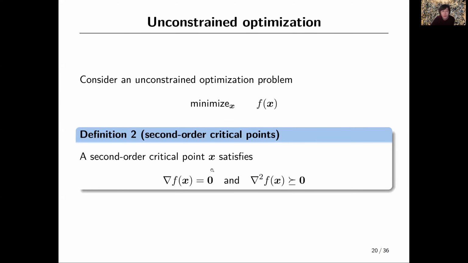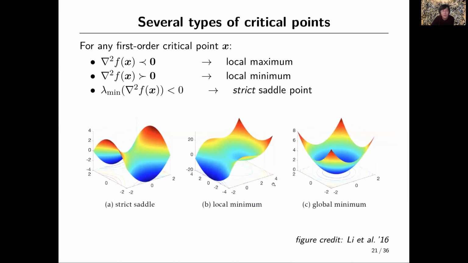Moving one step further, we are also going to be interested in the so-called second-order critical points, where a second-order critical point satisfies the fact that the gradient at this point is 0, and also the Hessian at this point is a positive semi-definite matrix. All right. Okay.